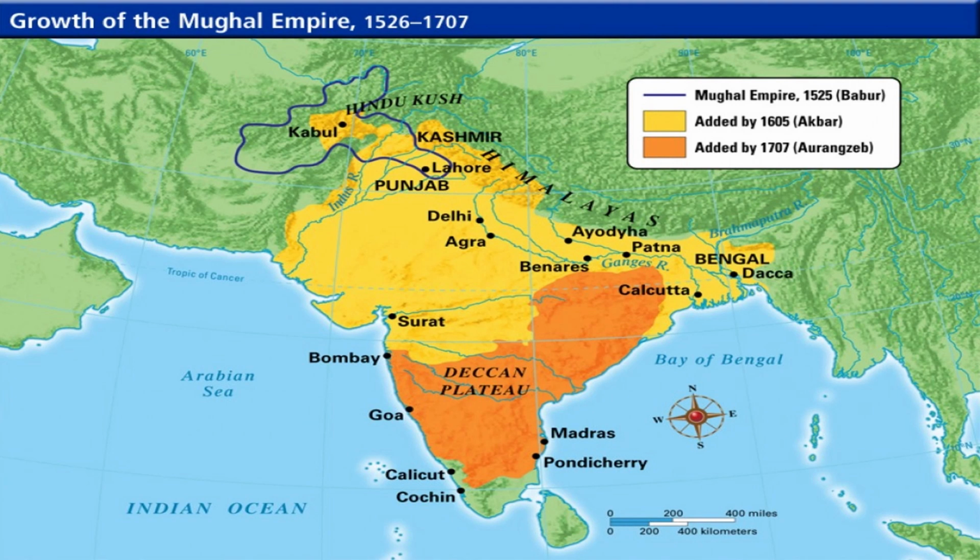Growth of the Mughal Empire. As we all know, Babur was the first ever Mughal emperor. He captured Kabul, and these were the places where he ruled. And once Akbar came to the throne, he added almost all of North India to the empire. And then, once Aurangzeb came to the throne, he added almost the whole of India, including South and North. But he still left out some parts of Tamil Nadu and Kerala.